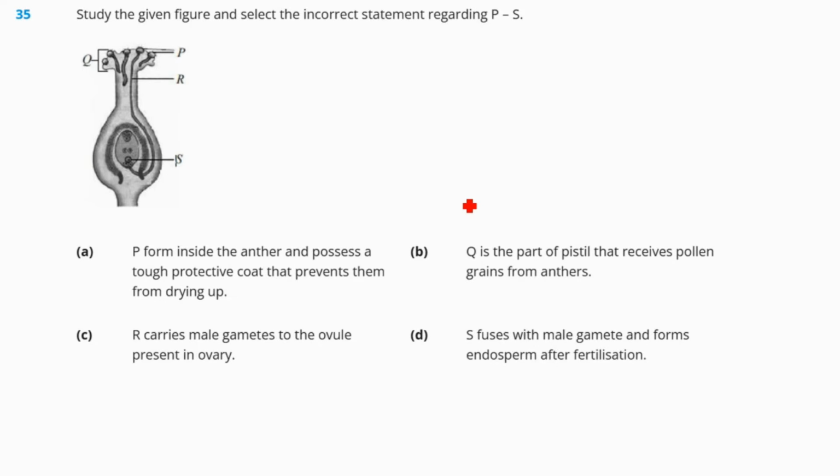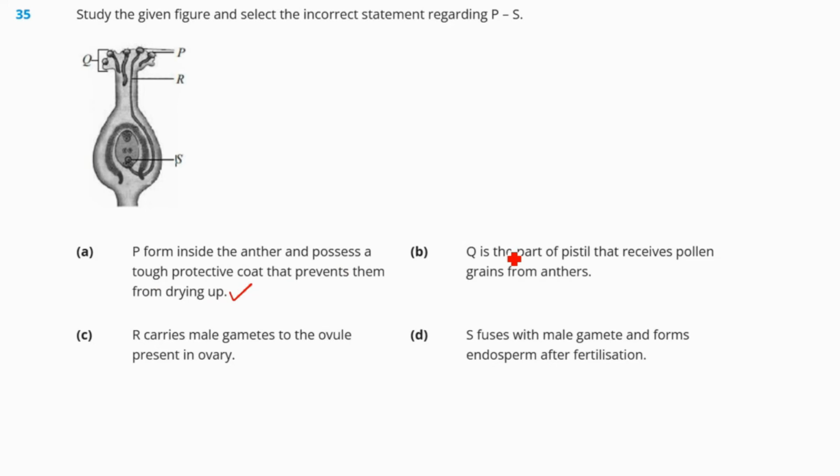Question number 35. Study the given figure and select the incorrect statement regarding P to S. So S is the ovary, R is the pollen tube, P is the pollen, and Q is the stigma. Okay, let's see. We have to find the incorrect statement. P forms inside the anther and possesses a tough protective coat that prevents it from drying up. Yes, the pollens are protected by a tough covering. So this is a correct statement.